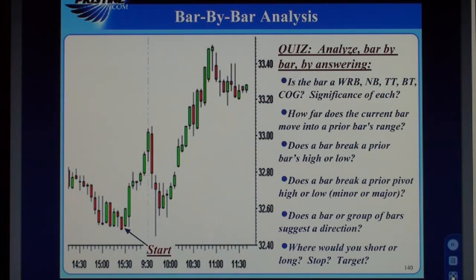Before continuing with the presentation, I'd like you to turn off the recording and look at this chart and review it, answering for each bar: Is it a wide range bar, narrow body, topping tail, bottoming tail, changing of the guard? How significant is it? How far does the current bar move into the prior bar's range? Does a bar break a prior bar's higher low? Does a bar break a pivot higher low? Does a bar or group of bars suggest direction? Where would you put your short, long, stop, target? Once you've reviewed that, turn the recording back on and we'll review.